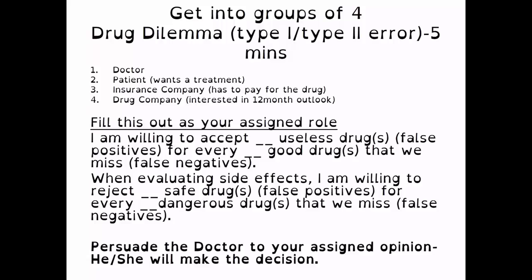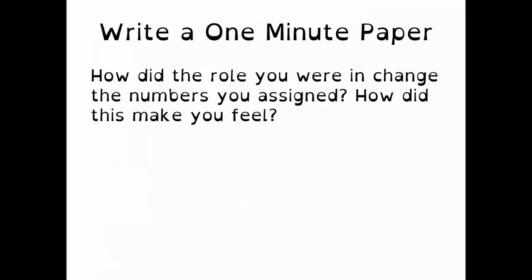What I proceed with, and I'm not going to ask you to actually do this, is I have them write a 1-minute paper. This would be writing for 1 minute how their roles changed, the numbers, and how did that make you feel about it? And then what do I do with this information? So say you have a class of 300 students here. That's a lot of papers. I'm not going to read and grade all this, right?